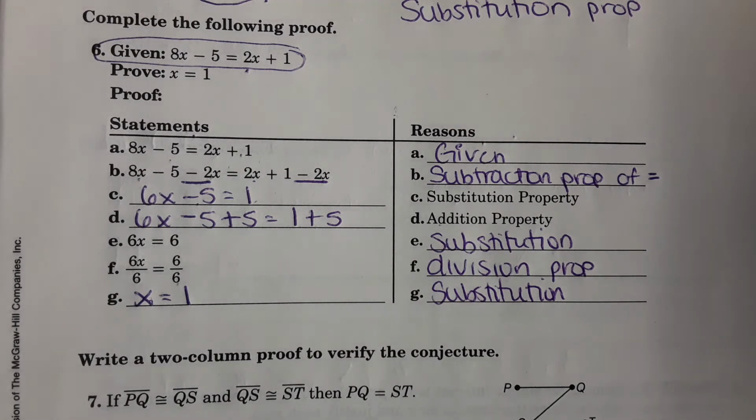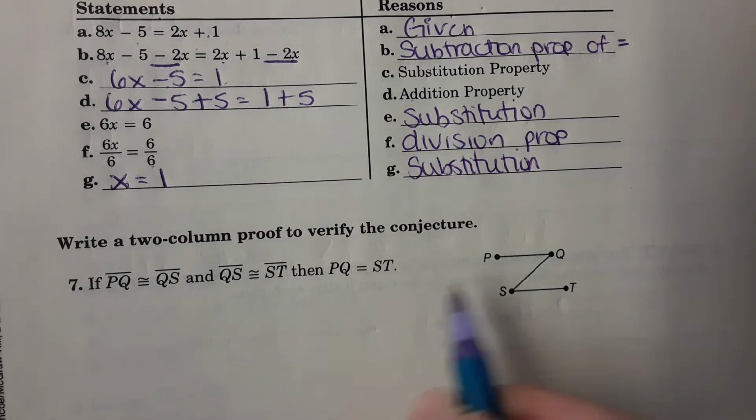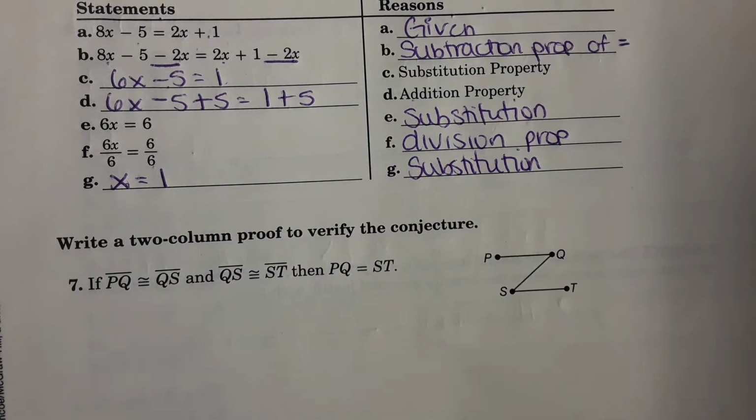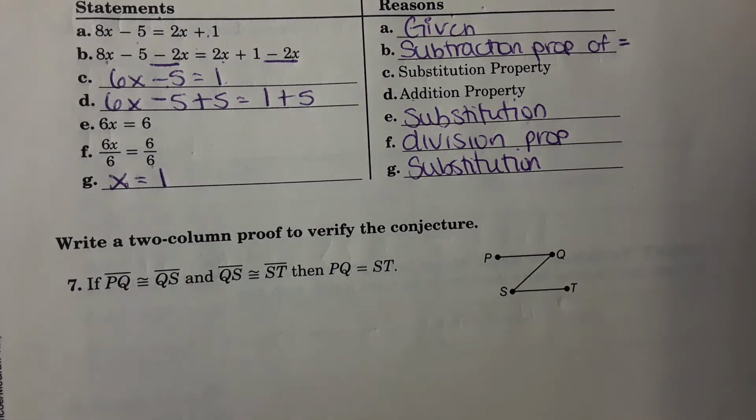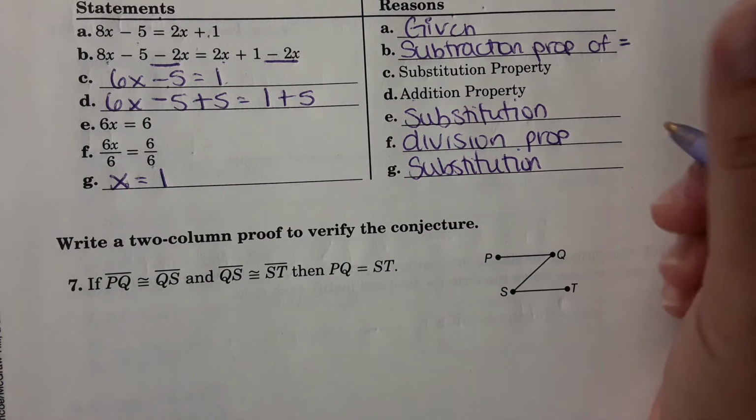Okay, so number 7. Here it wants us to make a 2-column proof to verify the conjecture. And it's a bit different than the algebra one. I wouldn't expect you to be able to do this from scratch by any means, but as you see different examples, you'll notice that the same situations come up time and time again with proofs. So in just exposing yourself to this, the next time you see one similar, you'll know what they're looking for.